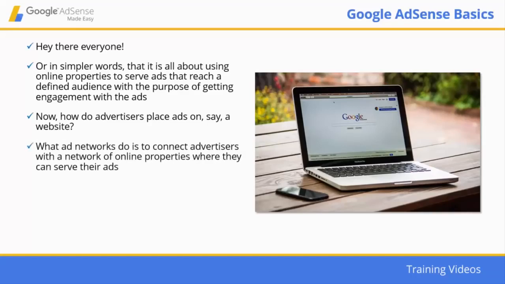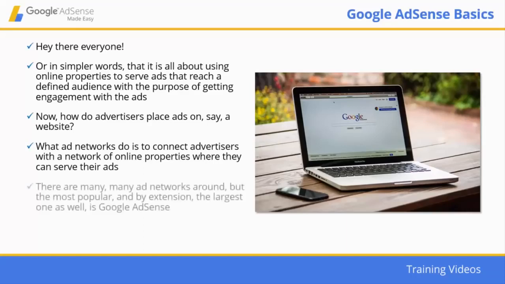What ad networks do is to connect advertisers with a network of online properties where they can serve their ads, as well as to add online properties to those networks through publishers and content creators. There are many ad networks around, but the most popular, and by extension the largest one as well, is Google AdSense. And because of that, it is an advertising platform full of unique features and peculiarities.